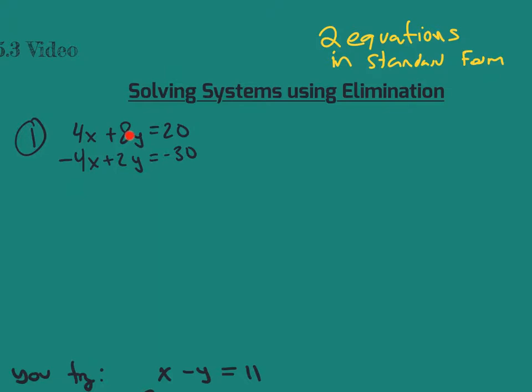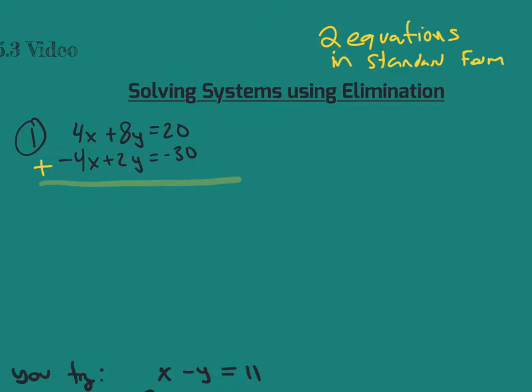So for elimination, what we want is everything lined up. So the x's, the y's, the equals, and then the number on the other side, our ax plus by equals c, that standard form. It's all set up in a way that's lined up for us. And what we like about that is that if I add the two equations together, that's how we're going to use elimination.